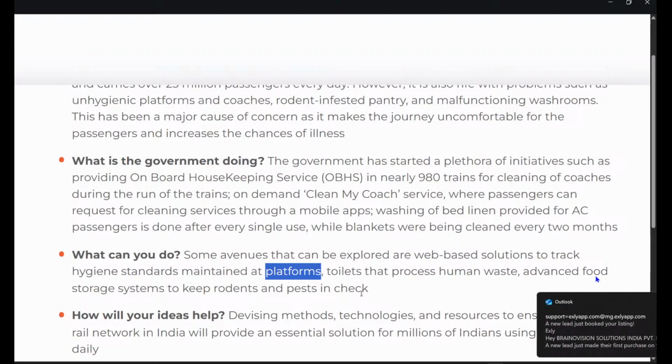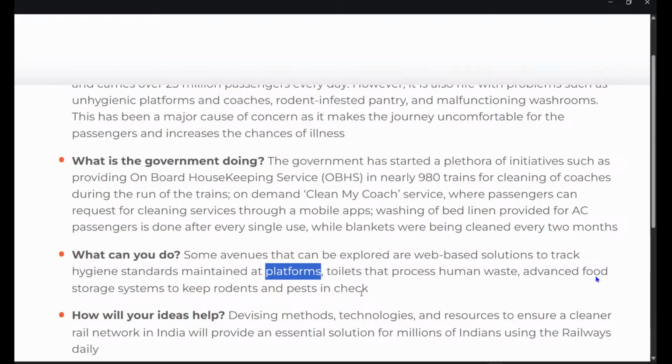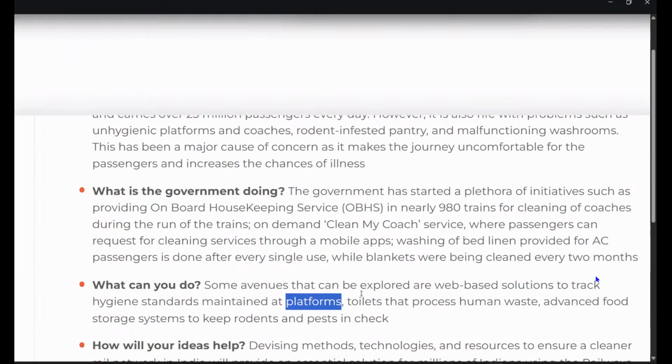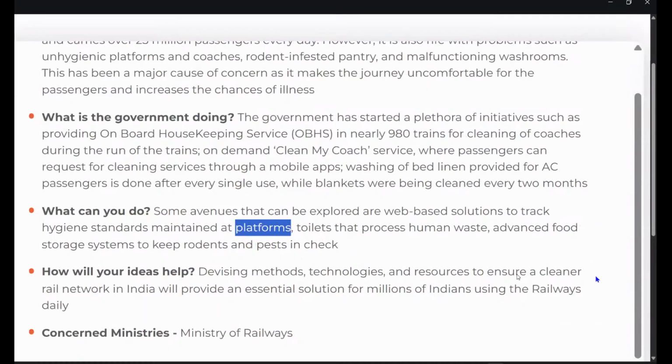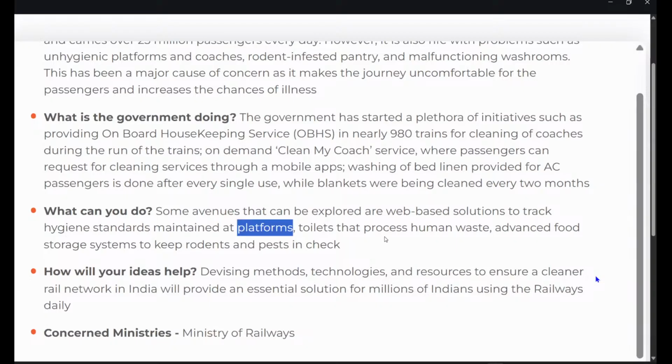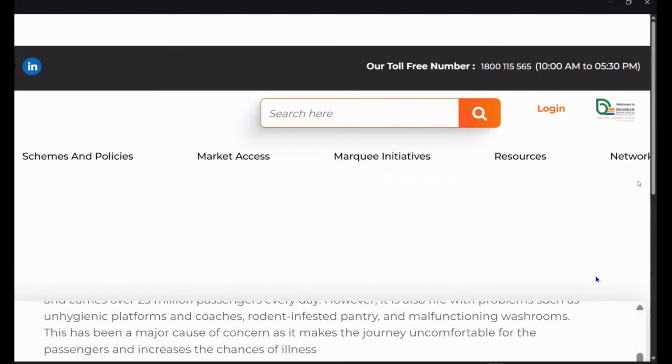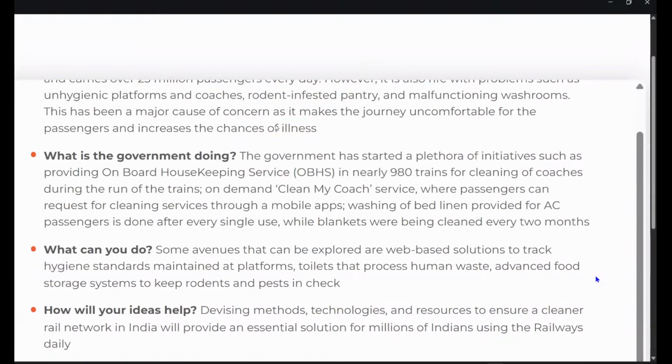We can use AI to analyze what is happening with my food, and it should be monitored on a wide scale. If we can do that, then the outcome will be very simple. We can ensure a clean rail network in India, which around 23 million passengers use every day.